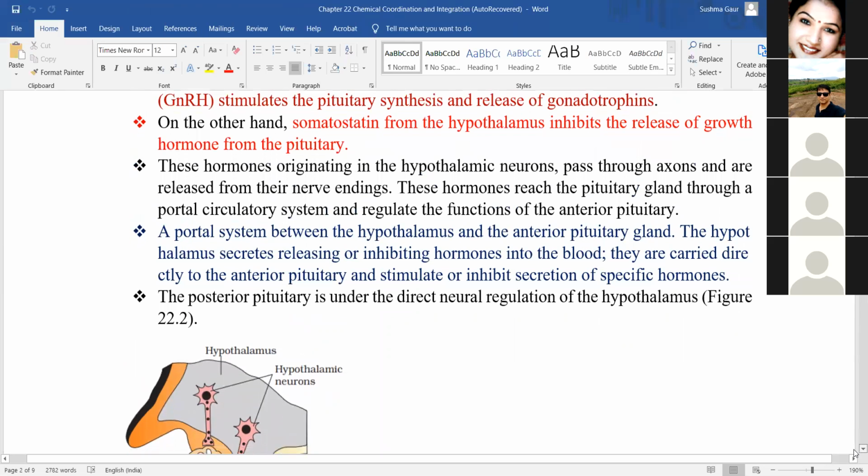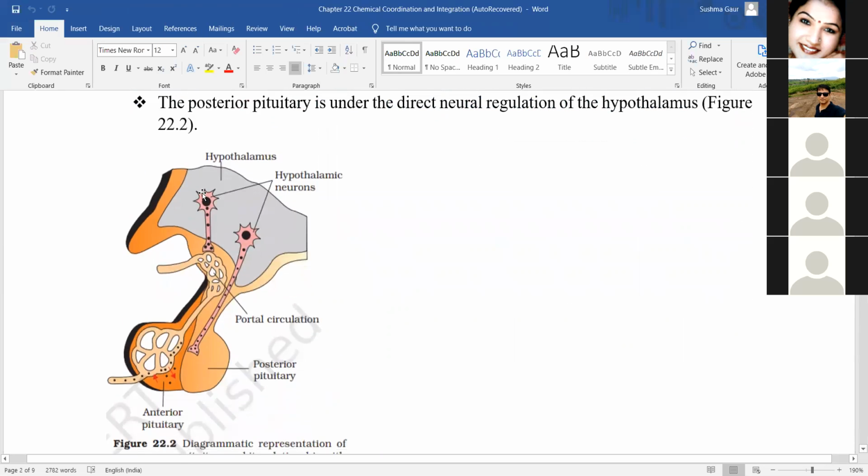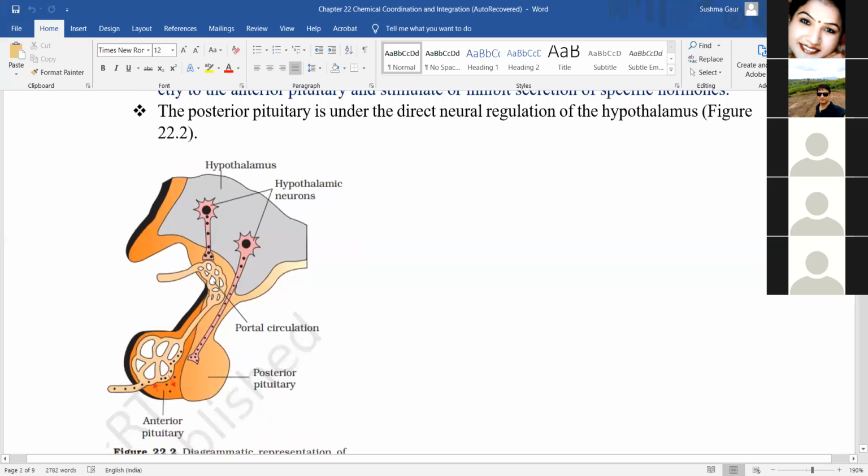So now this is the hypothalamus, and the hormones will be produced in hypothalamic neurons. From here, these hormones will be released into this portal circulation at the basal portion of these neurons. From here, they will be released into the anterior pituitary, and they will control this anterior region of the pituitary gland. Okay.